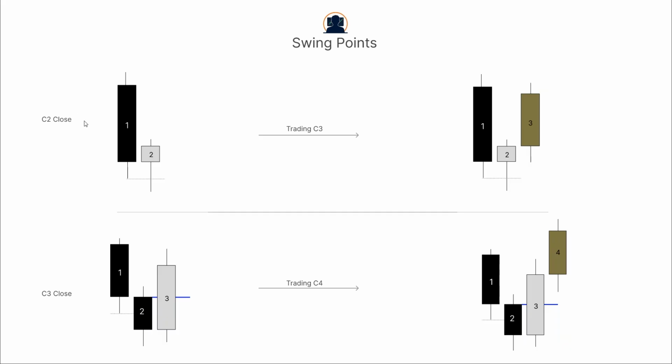Once this happens, in a C2 closure, once candle 2 closes back within the range of candle 1, then you can anticipate the next day, which will be candle 3, to be a bullish day, because it will potentially trade through the high of candle 2 or even reach the high of candle 1. And that's exactly what we get here.